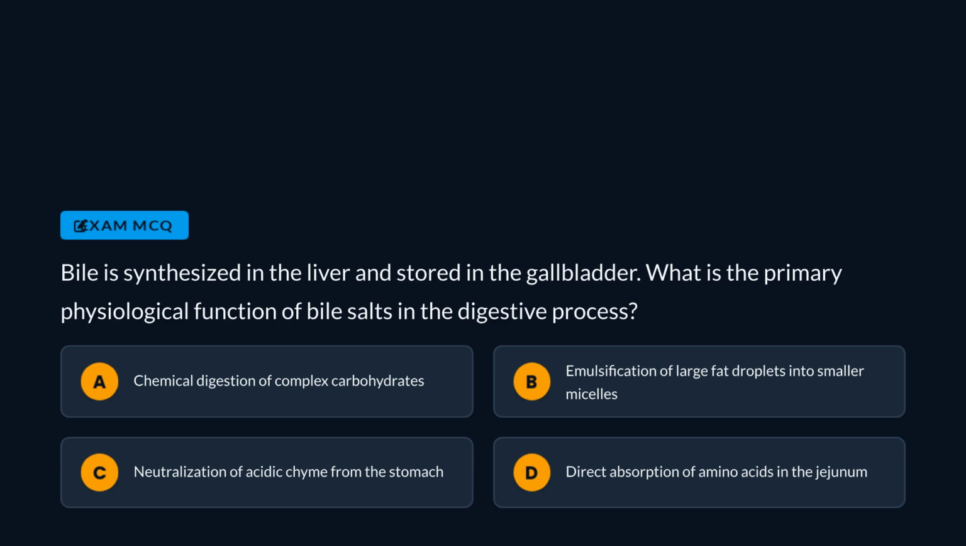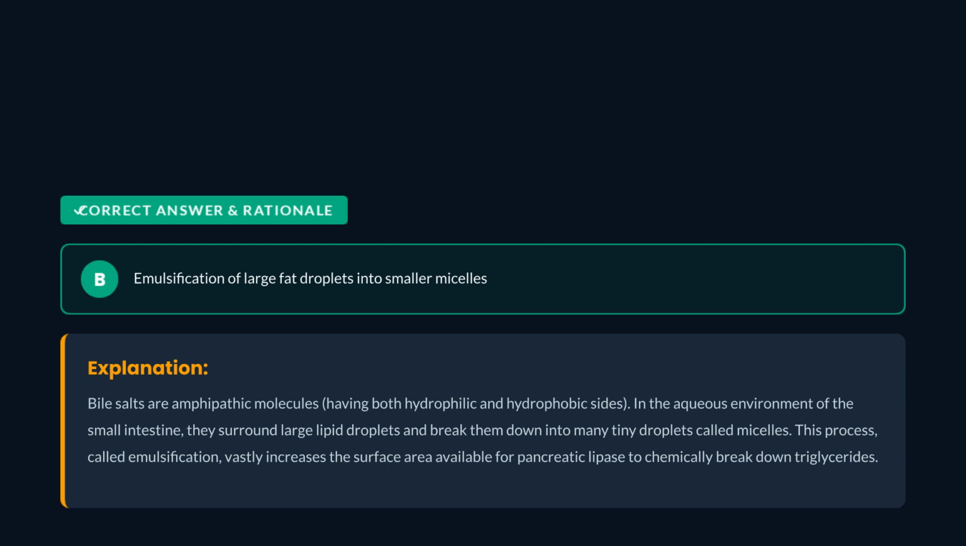Bile is synthesized in the liver. What is the primary physiological function of bile salts in the digestive process? The primary function of bile salts is the emulsification of large fat droplets into smaller micelles. This increases the surface area for enzymes like pancreatic lipase to break down triglycerides.